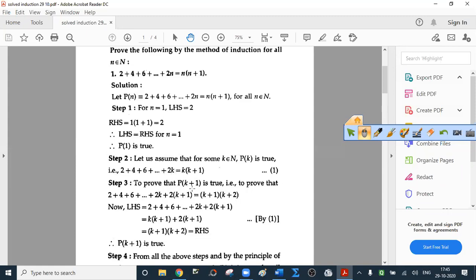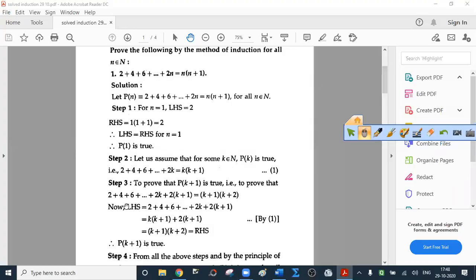Right? This is LHS. What about RHS? It is k plus 1. See, brackets are very important. Do not write just k plus 1 into another bracket k plus 2. Okay. So k plus 1 into k plus 1 plus 1. That is k plus 2. Right?